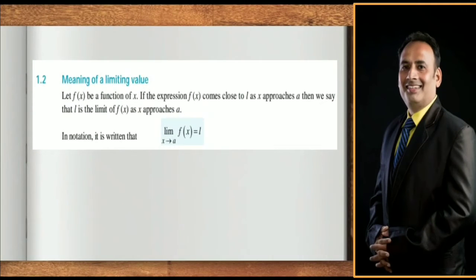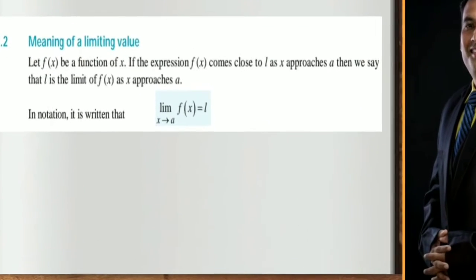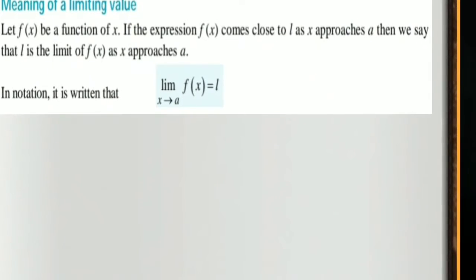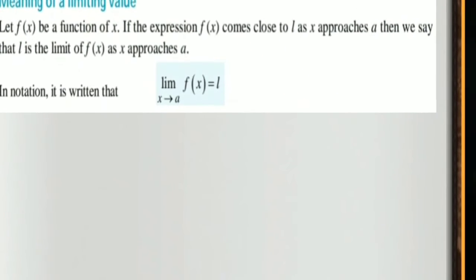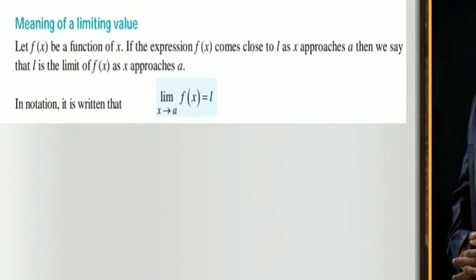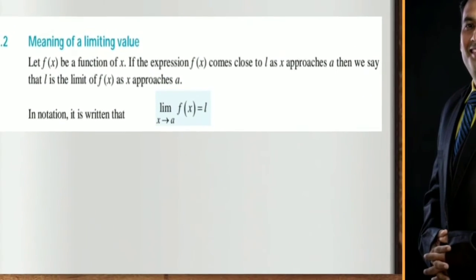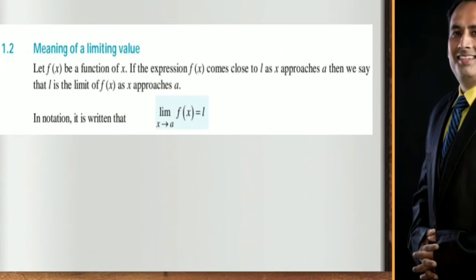Now, what is the meaning of limit? Let f(x) be a function of x. If the expression f(x) comes close to L as x approaches a, then we say that L is the limit of the function as x approaches a. Here lim is the abbreviation of limit, and we write limit x tends to a f(x) equals L.